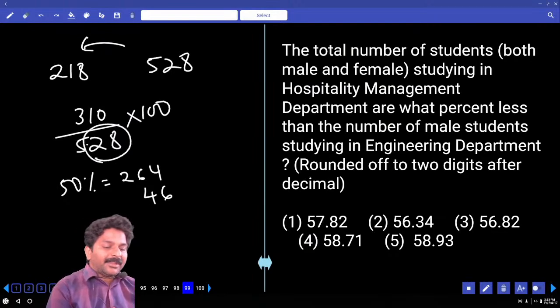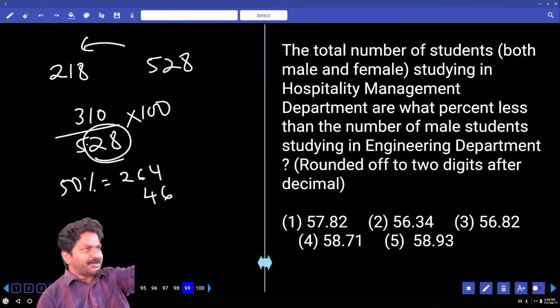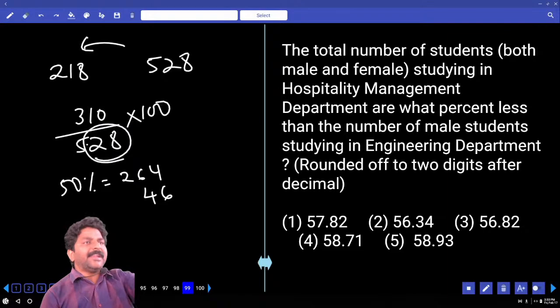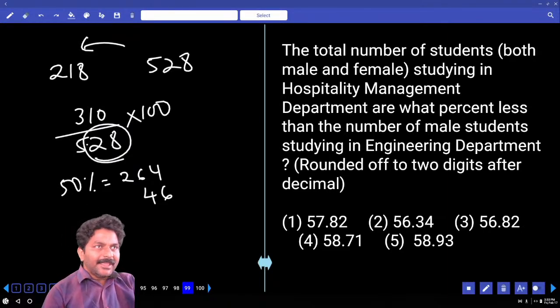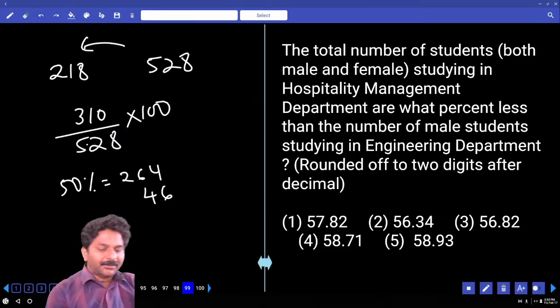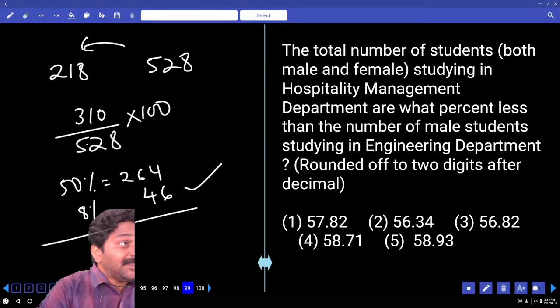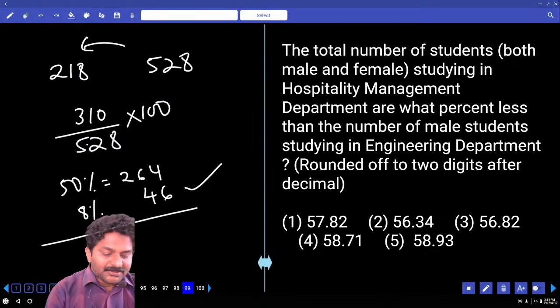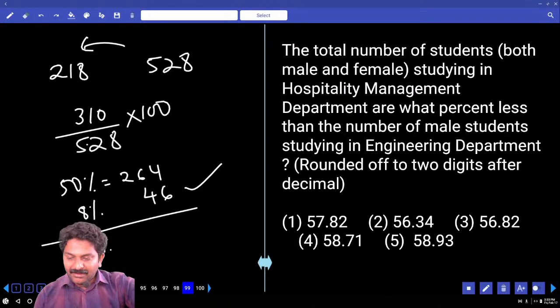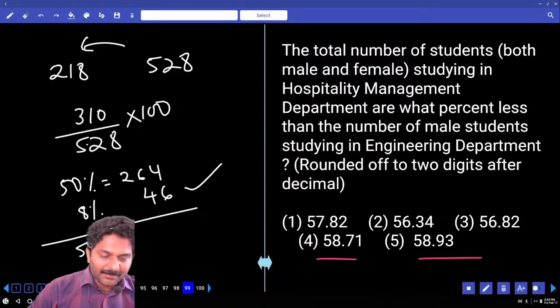Let us take this 0.28 as 0.25 for a while. 0.25, 8 times is how much? 2. So 40 plus 2, 42. 8% is 42. And you still have more than that number. This number is definitely more than 8%, but less than 9%. So the answer should be in between 58 and 59. Two options are there.